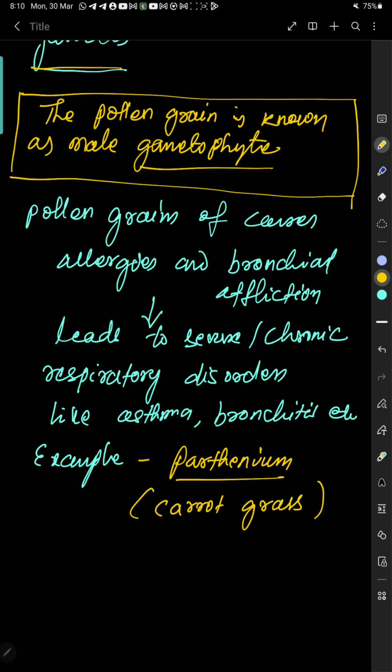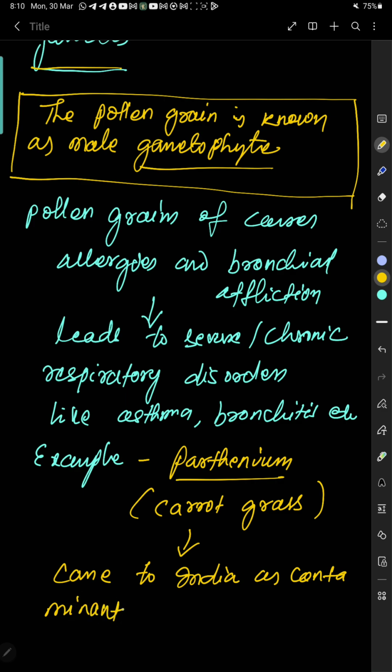The common name is carrot grass. The pollen grain of this one causes allergy, and it came to India as a contaminant with imported wheat. जो हम बाहर कंट्री से व्हीट ला रहे थे, तो व्हीट के साथ ये हमारे यहाँ आ गया था.